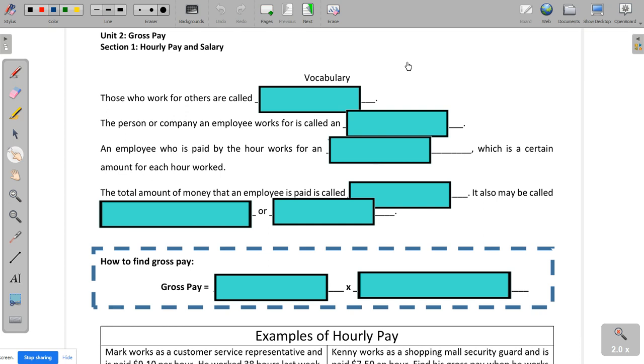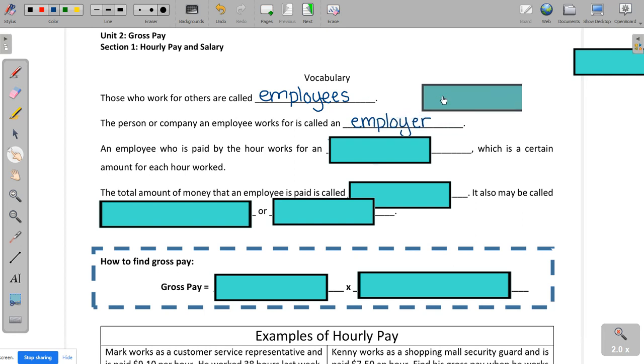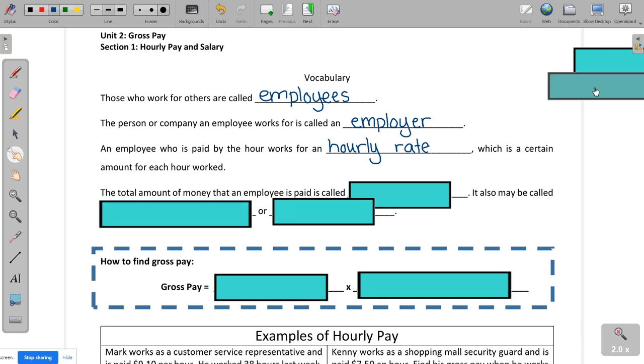Today we are going to be looking at hourly and salary pay. So let's look at some definitions and vocabulary first. Those who work for others are called employees. The person or company an employee works for is called an employer. An employee who is paid by the hour works for an hourly rate.